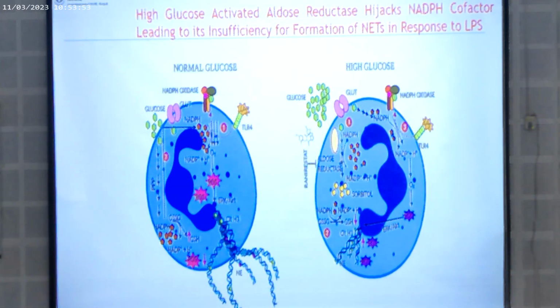So this is the scheme we have. We have normal glucose and high glucose. Here we have NADPH, which is made by the PPP, and then there is sorbitol accumulation, which consumes more NADPH, and then the remaining NADPH is insufficient, so that's why they make weaker NETs compared to normal individuals.